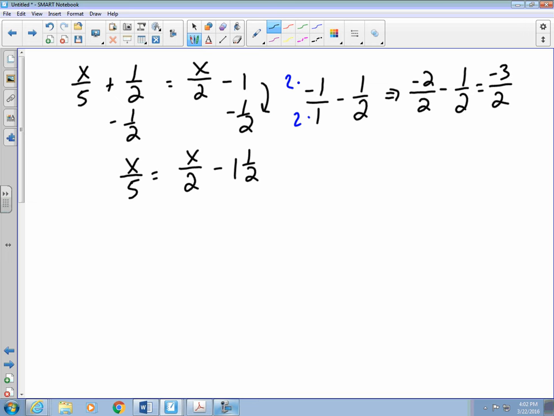You say, well, how is this and this the same? That's going from an improper to a mixed fraction. So 2 goes into 3 one time with 1 remaining. Or the other way of looking at it is you take the bottom number times the number out front, and then add your numerator. So add the top number to it, and then keep it over the same number on the bottom.